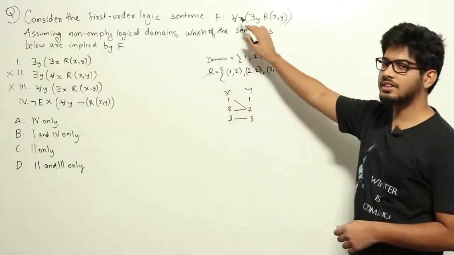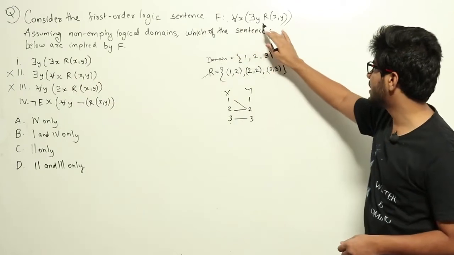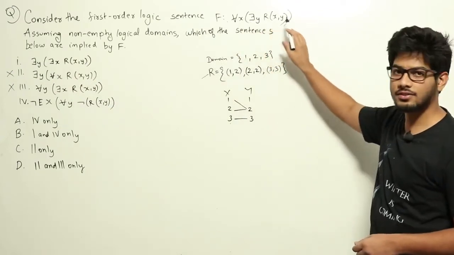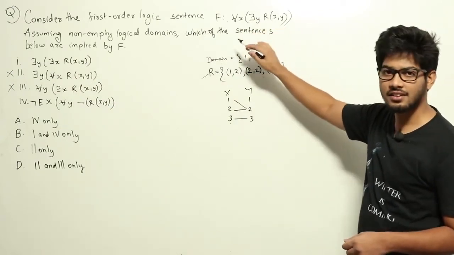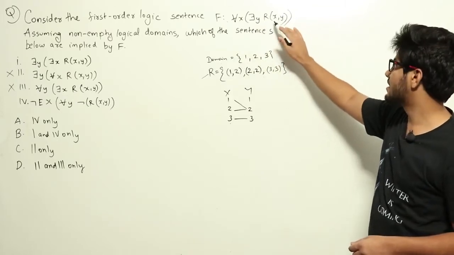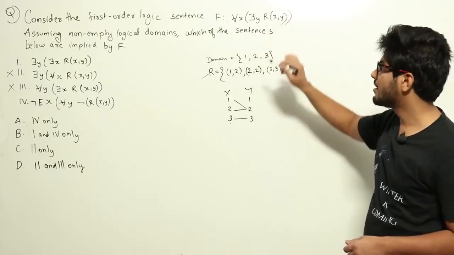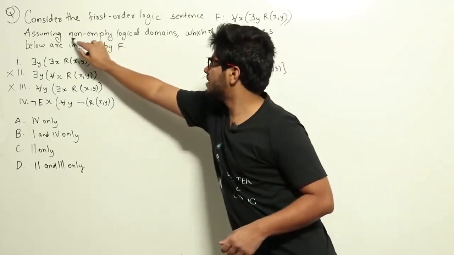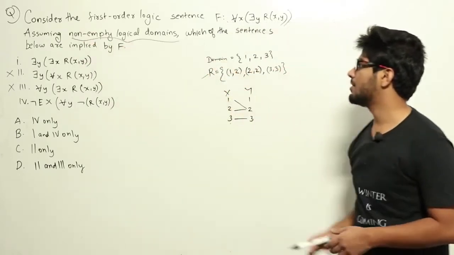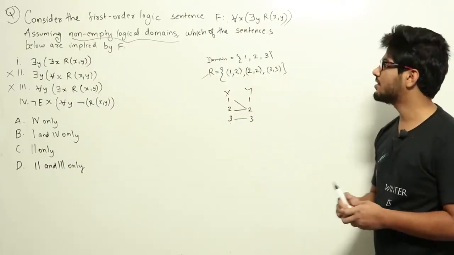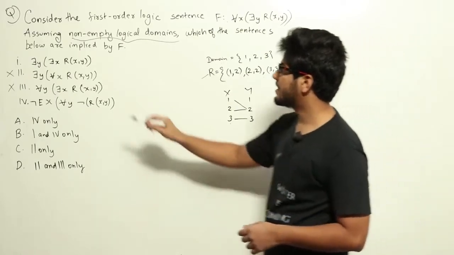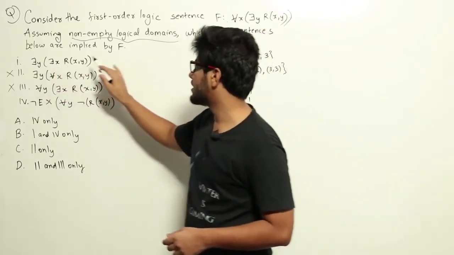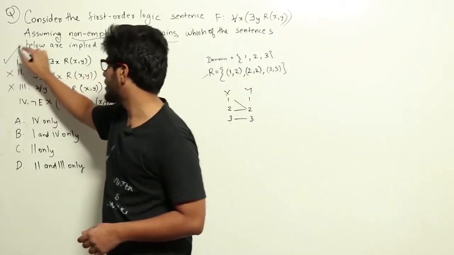In the question, they have given us that for all X, there exists Y, such that X is related to Y. So definitely we can take one X, which will be related to some Y. And they have also given us that we have a non-empty logical domain, meaning there will be at least one X and Y which are related to each other. So saying that there exists Y, there exists X, such that X is related to Y is correct.